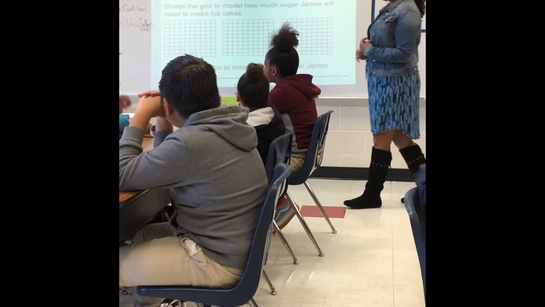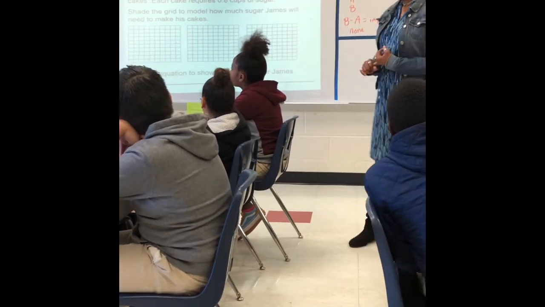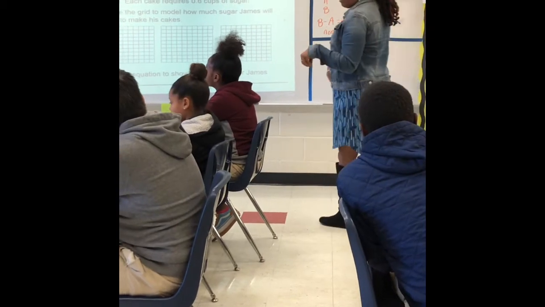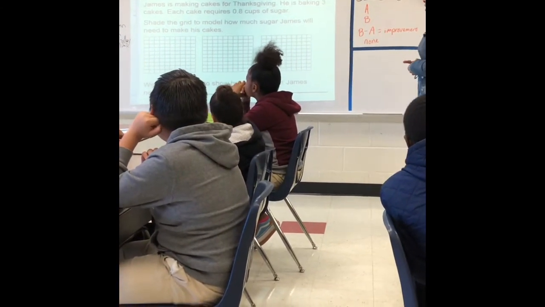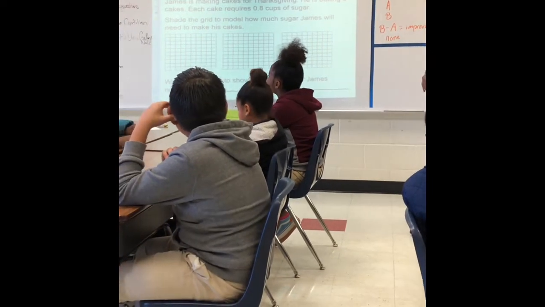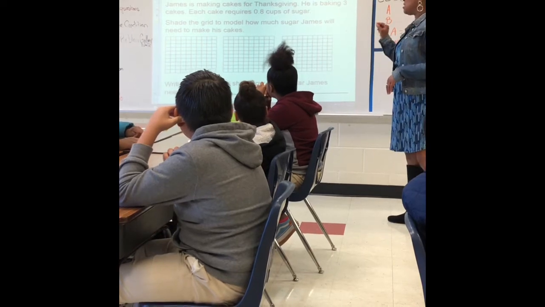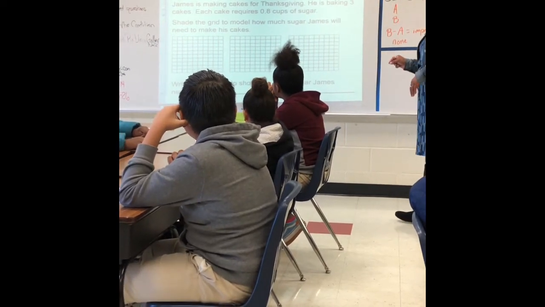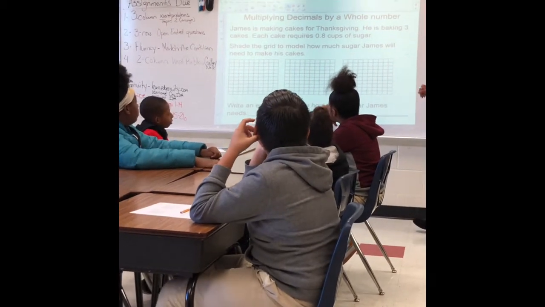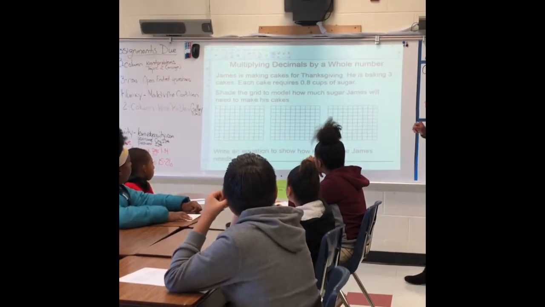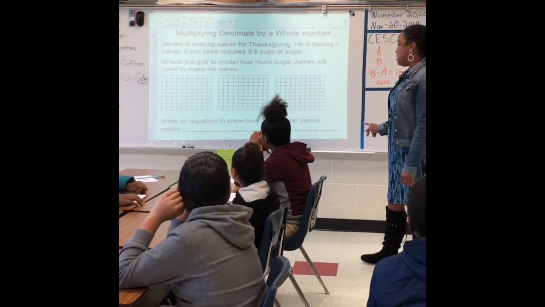I know a decimal is a part. I know a whole is all pieces. So I'm multiplying a part by a whole number. James is making cakes for Thanksgiving. He's baking 3 cakes. Each cake requires 8/10 cup of sugar. It is asking me to shade the grid to model how much sugar James will need to make his cakes. Write an equation to show how much sugar James needs.